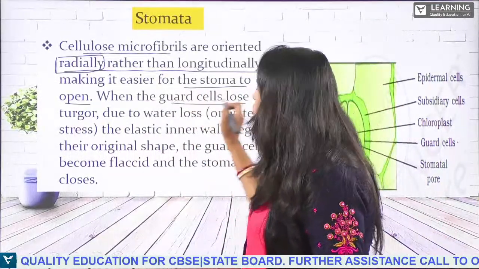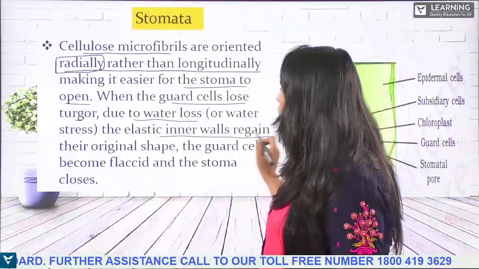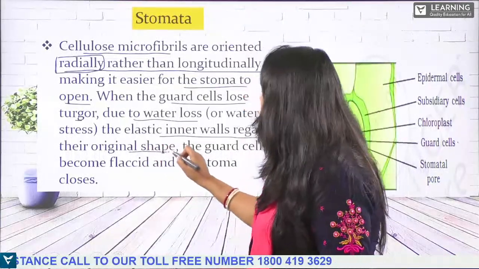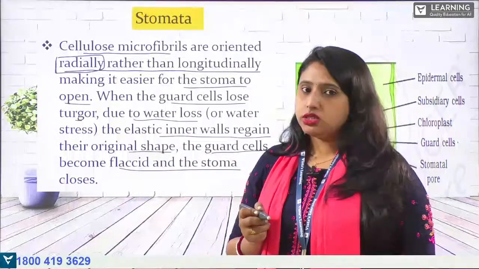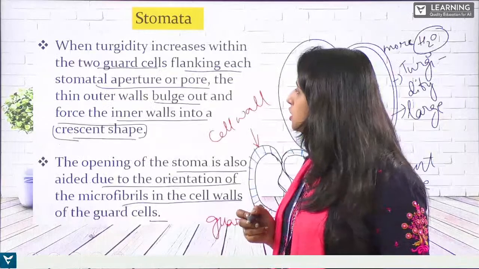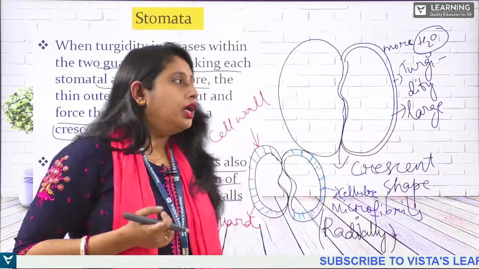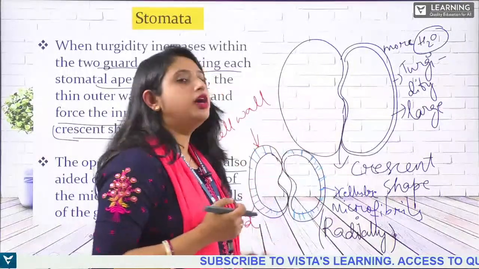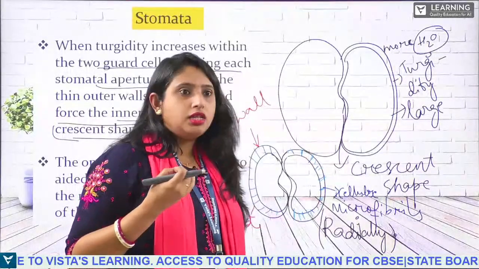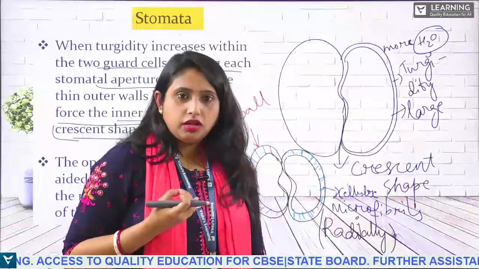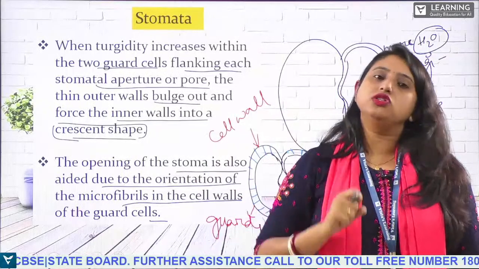When the guard cells lose turgor due to water loss, the elastic inner walls regain their original shape, and the guard cells become flaccid and the stomata closes. Okay, now see here, as we have seen, because of the movement of molecules, the outer wall became larger in size, right? Now when the thin outer walls lose water, the inner walls again come back to their original shape.